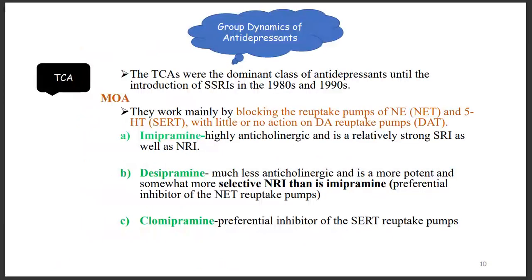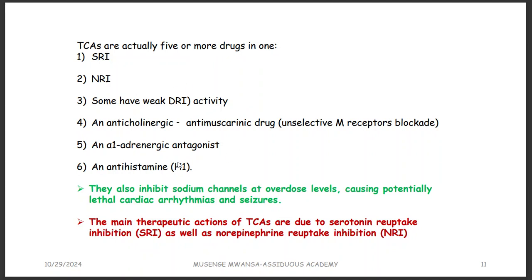But the way the tricyclic antidepressants work is that they are 5-in-1. They can block serotonin reuptake. They can block norepinephrine reuptake. Dopamine is just a bit; they only prevent dopamine reuptake a little. But they also have anticholinergic effects, specifically working on M receptors by blocking them. They have also alpha-1 antagonism and antihistamine effects. The pharmacological effect of the tricyclic antidepressants is produced by selective reuptake of serotonin and norepinephrine. These other receptors will be producing side effects.